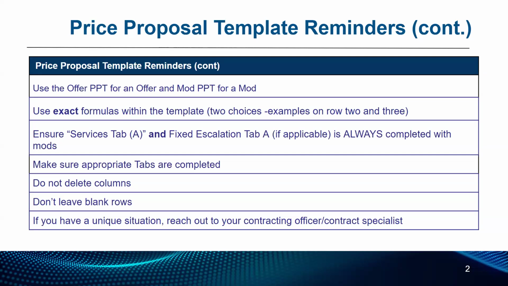And if you have a unique situation that you have questions about, do not play the guessing game. Reach out to your CO or CS, and they can help you through the process. It is better to have a clean template than have all kinds of issues with it, and you have to go back and forth with your contracting officer at a later time. So if you have questions, reach out.